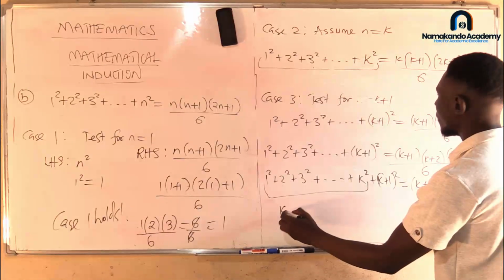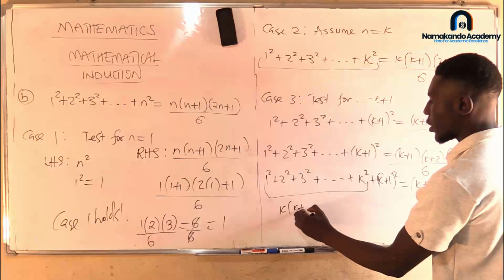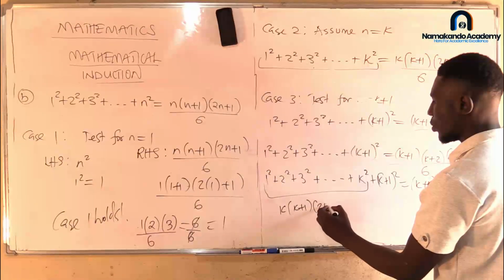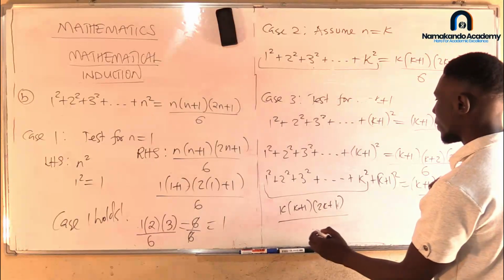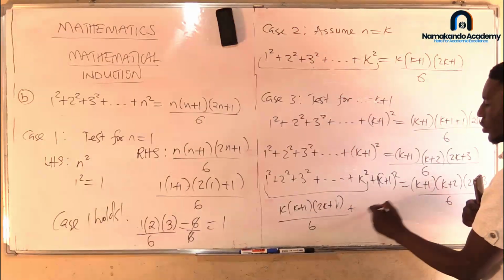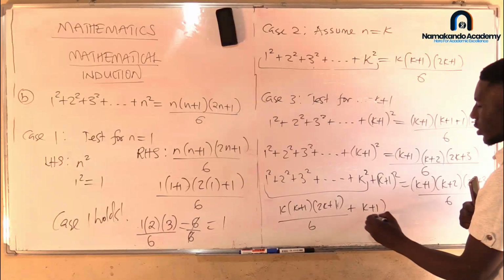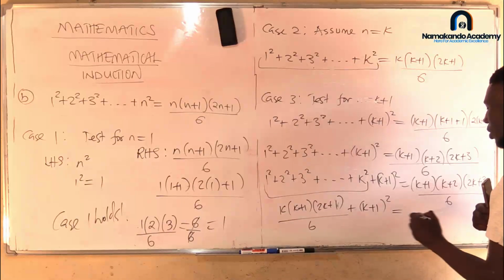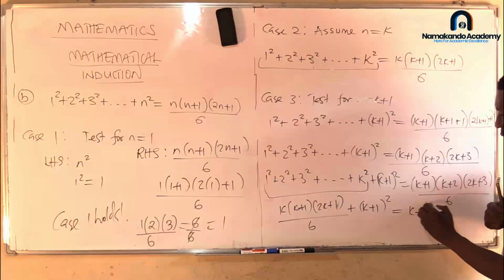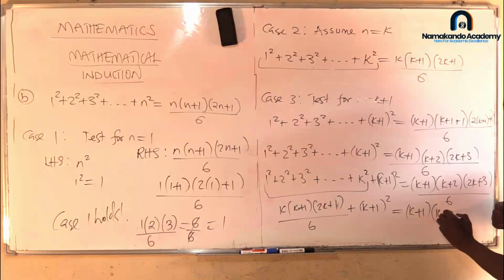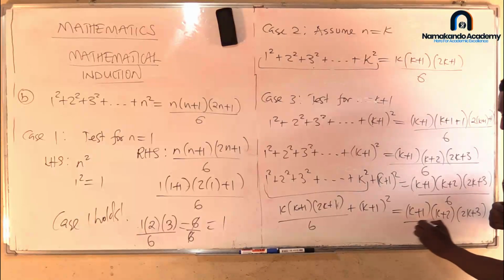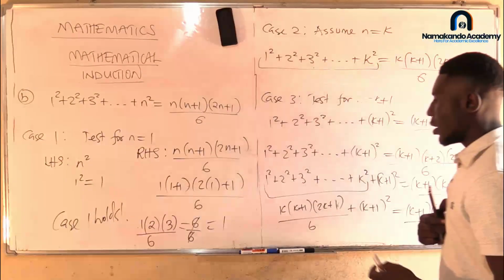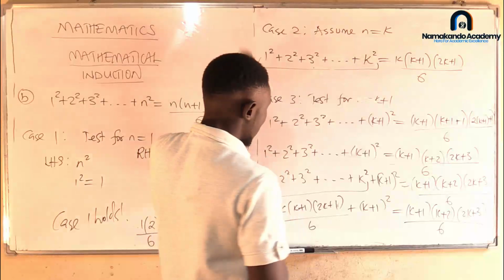So this is k multiplied by k plus 1, 2k plus 3, plus 1, divided by 6. Then we add together with k plus 1 squared. This is equal to the right hand side, which is k plus 1, k plus 2, 2k plus 3, everything over 6. Now, what do we do next?